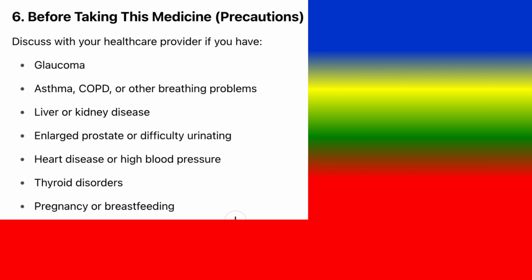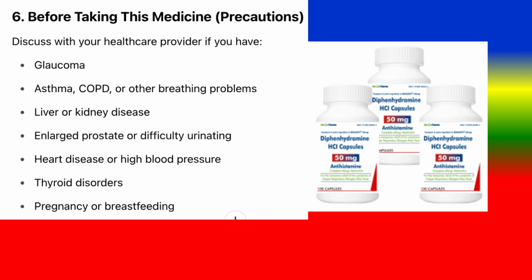6. Before taking this medicine, precautions. Discuss with your healthcare provider if you have glaucoma, asthma, COPD, or other breathing problems, liver or kidney disease, enlarged prostate or difficulty urinating, heart disease or high blood pressure, thyroid disorders, pregnancy or breastfeeding.